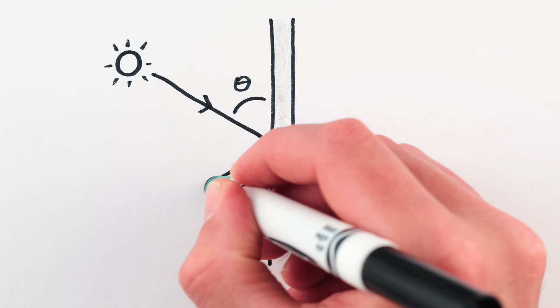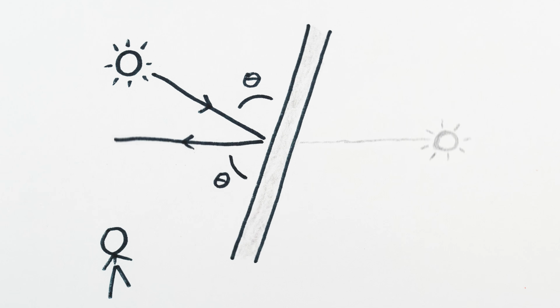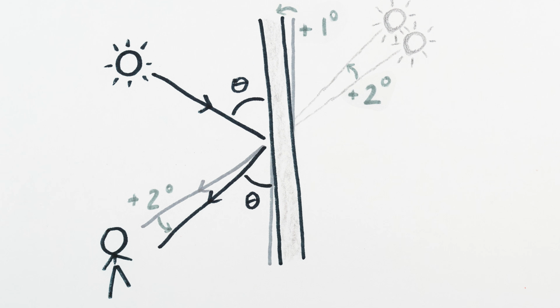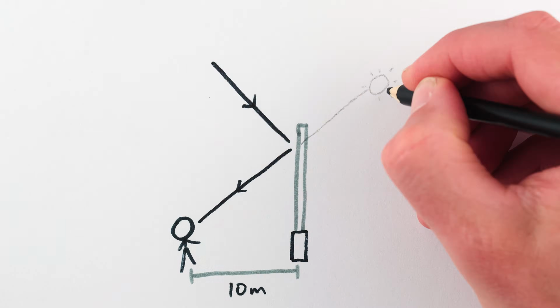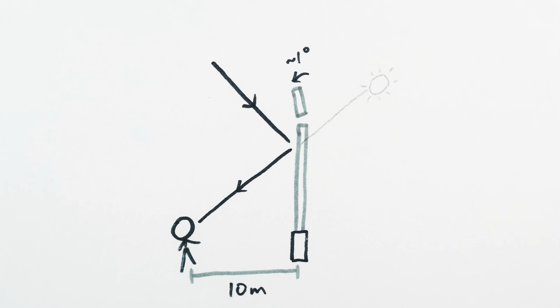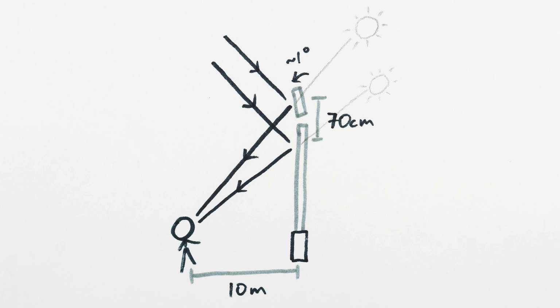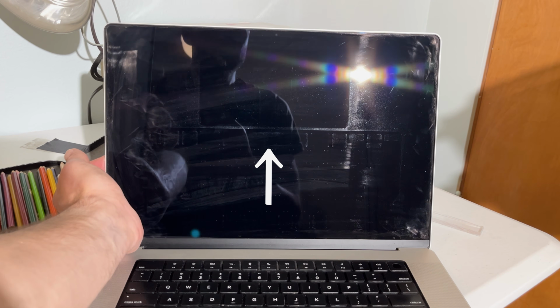A beam of light coming in at an angle relative to the glass bounces off at the same angle, just flipped, so a 1 degree deflection of the glass results in a 2 degree change in the apparent position of the light source. For example, if you're 10 meters away from a window, a 1 degree deflection of the glass will move the apparent position of the sun vertically upwards 70 centimeters. You can see the same effect by tilting a laptop screen towards you. The apparent positions of reflections move upwards.